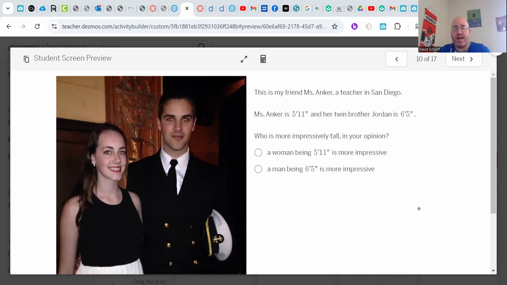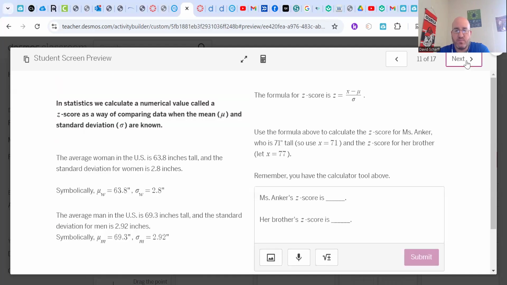Does her height being 5'11" put her in a higher percentile for women than his does being 6'5" for a man? That's what it was asking. I did a hand poll in class, and most of y'all said the woman being 5'11" is more impressive. So we're going to calculate the Z-scores to see if that's true.